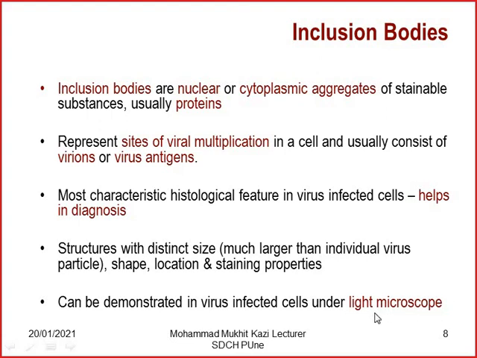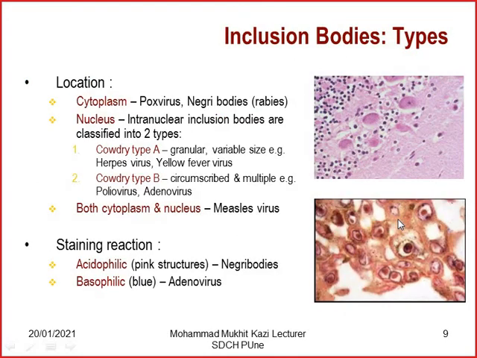You cannot see viruses under the light microscope, but definitely you can see the inclusion bodies which are formed by different viruses. Now we will see the different types of inclusion bodies which are produced by the different viruses. They can be differentiated on the basis of their location, where they are produced. If they are produced in the cytoplasm, the example is pox virus, and the inclusion bodies are called Negri bodies.